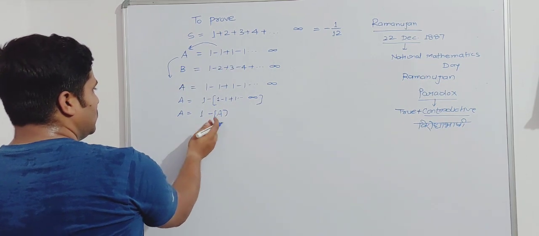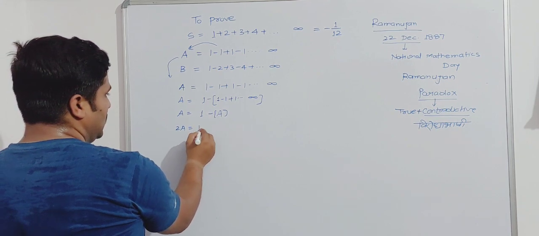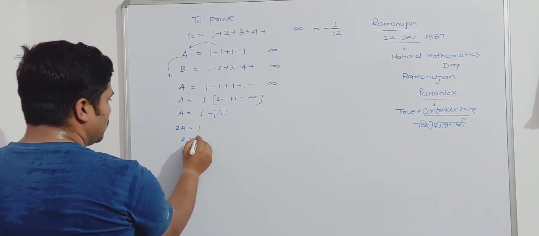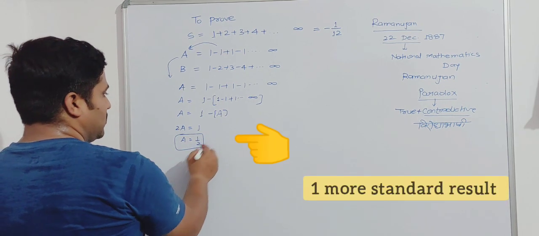Now transfer this value, this negative A becomes positive A, so this will be A plus A, 2A is equal to 1, and the value of A will be equal to 1 by 2. Done. So statement number 1 is clear.